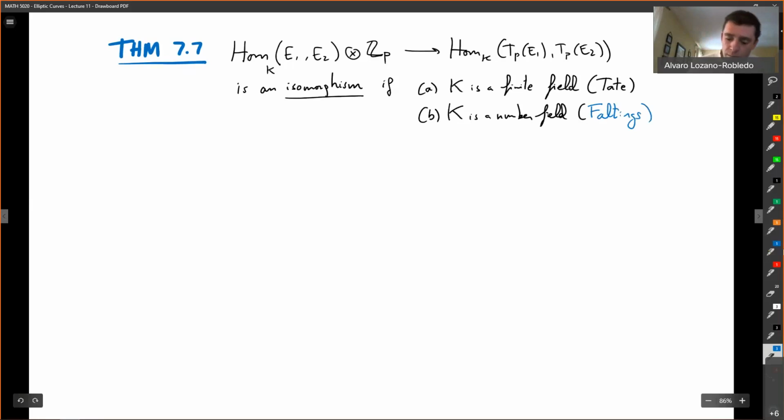Now another deep theorem is something we call Serre's open image theorem.